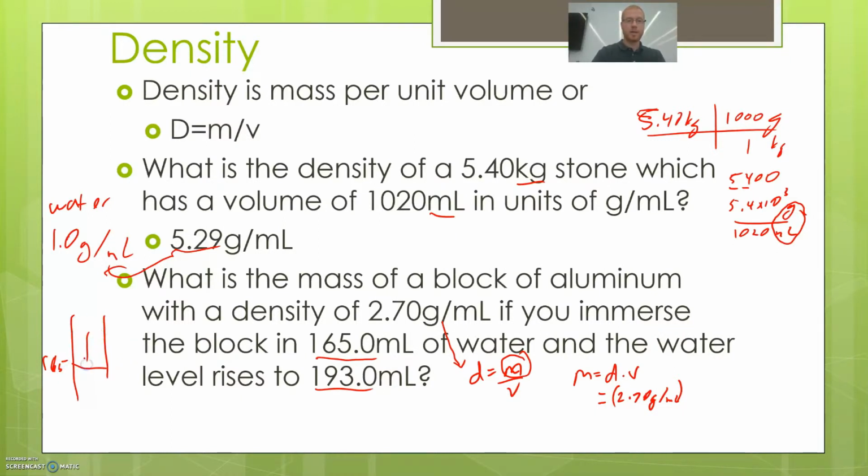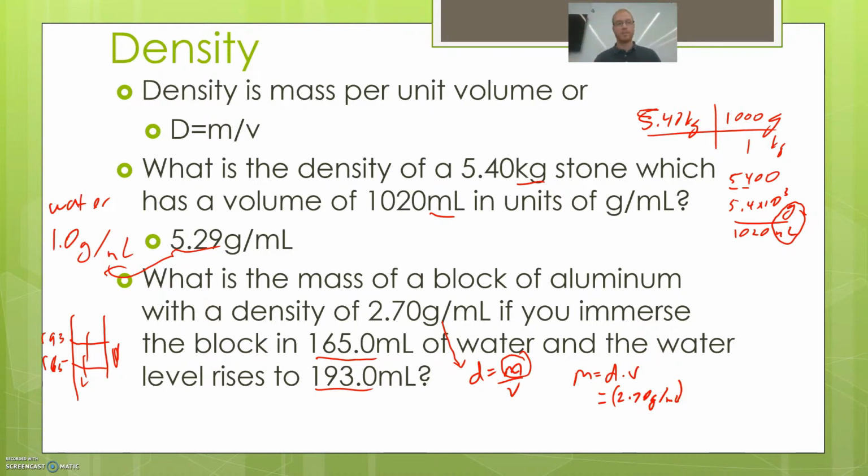I put my piece of aluminum into the water, and now the water comes up to 193 milliliters. So what made the difference in the water? The aluminum did. So the volume of the aluminum is the difference in the volume of the water. This is called measuring by water displacement. If you have an irregularly shaped object, often that's the way you'll find the volume of it: you'll put it into water and see how much the water level rises.